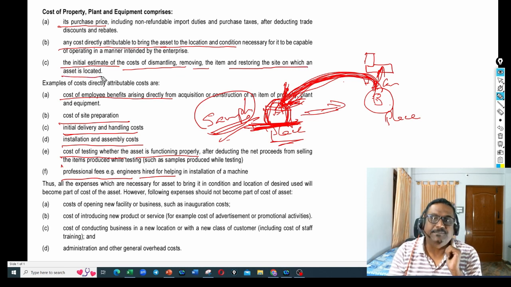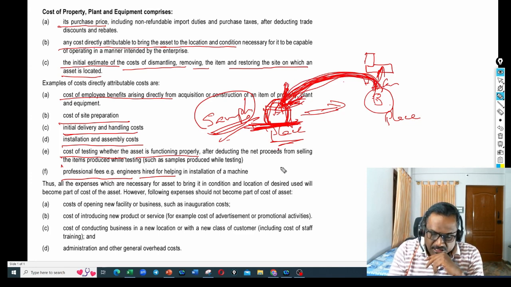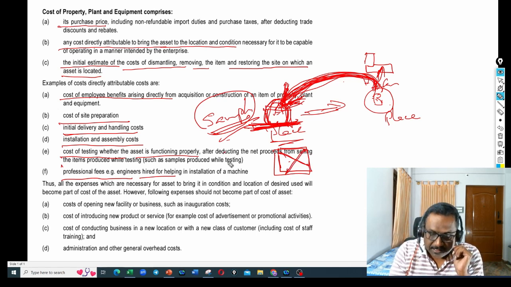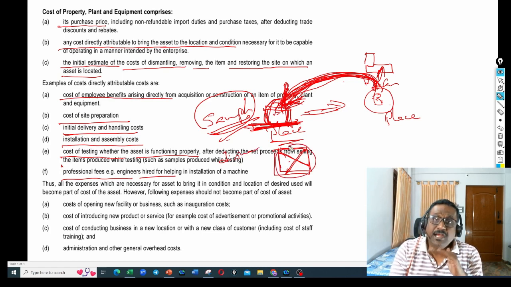The initial estimate of the cost of dismantling, removing the item and restoring the site on which an asset is located. Very important. See, you are bringing this asset from B location to A location. In A location, you already have one machinery which is not in use because its useful life is over, and you are replacing this asset with the new one. So what are you supposed to do? The old asset which is already in your site has to be dismantled.